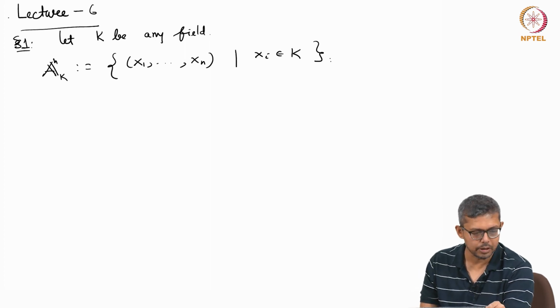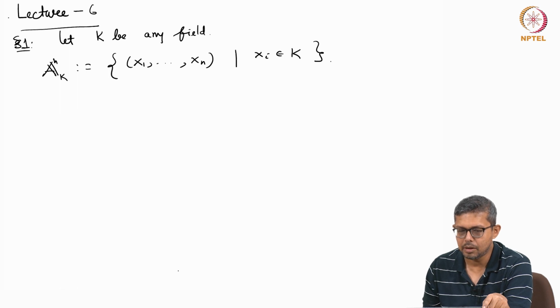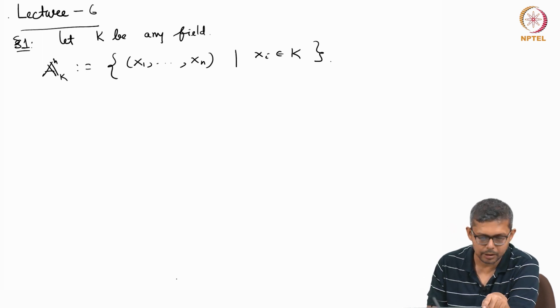So we will see that. This has a natural vector space structure over K, but we are not interested in the vector space structure. We are interested in some algebraic structure, which is much weaker than the vector space structure. So this is called affine space.